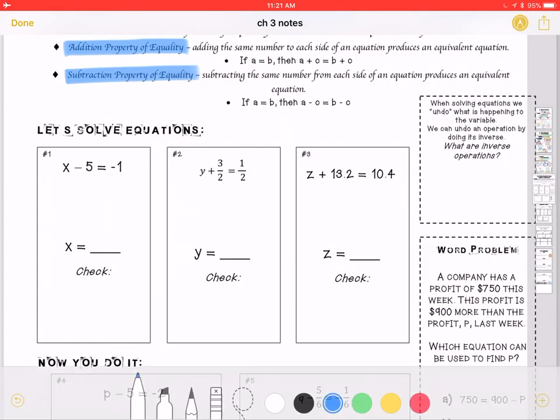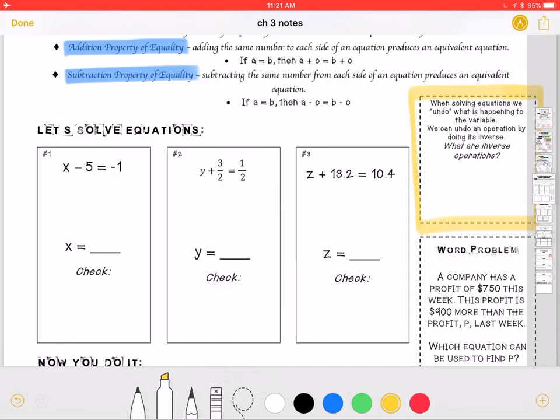First of all, real quick, I have this box to the right up here that I want to review before we get into this problem. When solving equations, we undo what is happening to the variable. We can undo an operation by doing its inverse. Very important. What are inverse operations? I want you to think about what the word inverse means. We can undo an operation by doing its inverse.